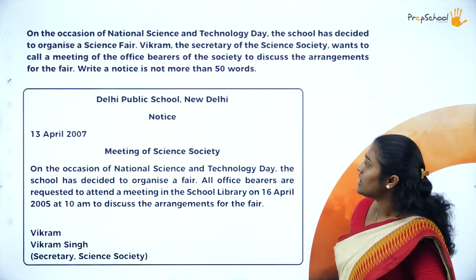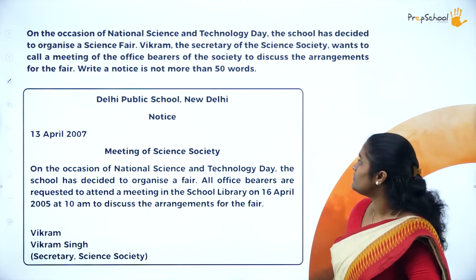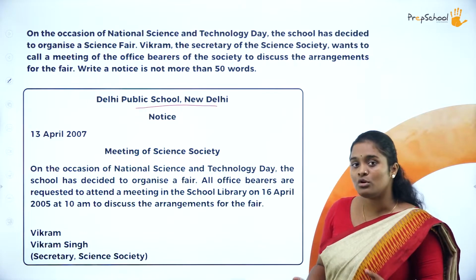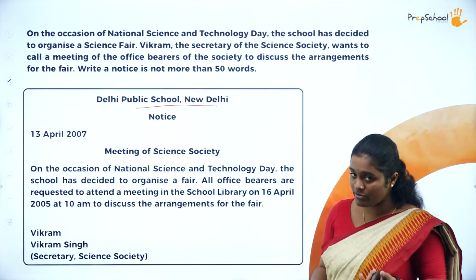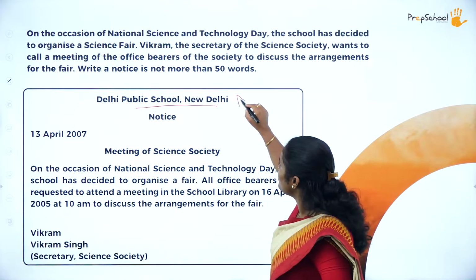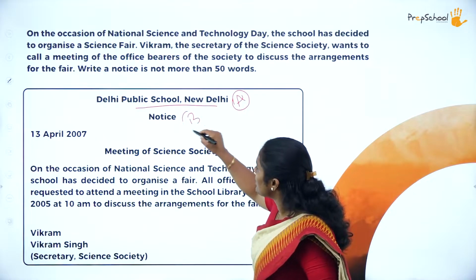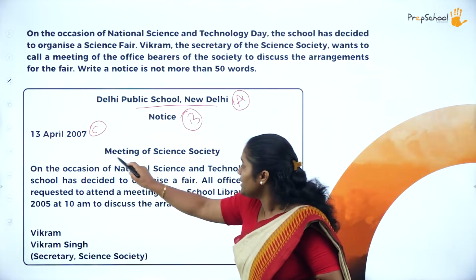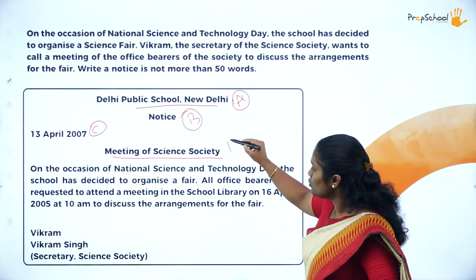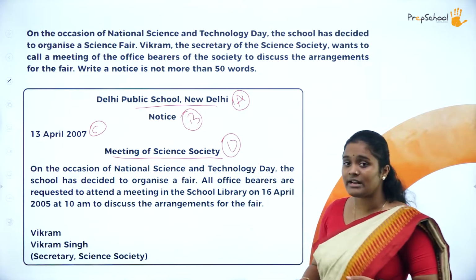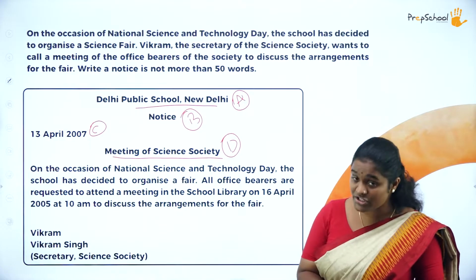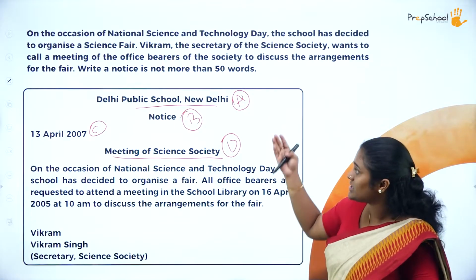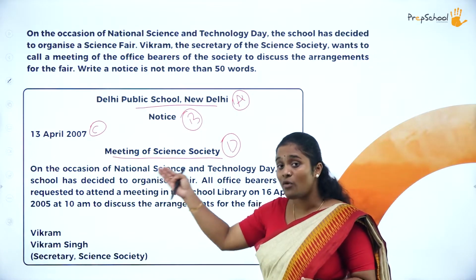So write a notice in not exceeding 50 words. The name of the school is not given, hence you can write your own name of the school or whatever you want to decide with. So Delhi Public School, New Delhi, this is done. Notice is done. Date of notice being issued, that is also done. Meeting of Science Society. So you can write National Science and Technology Day also because that is also a major subject. On behalf of that only you are conducting a science fair or requirements for the science fair.